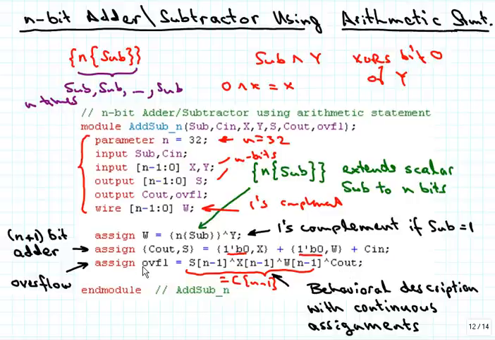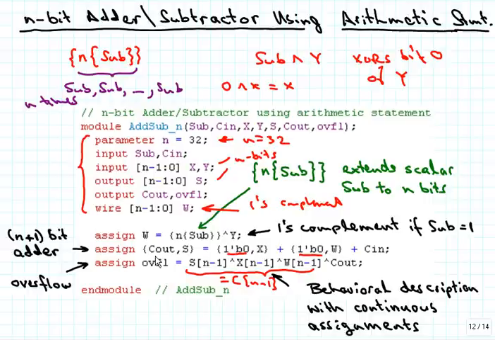This whole block here, or this whole module, is a behavioral description with continuous assignments. We did not have to use any procedural block like an always statement, even though we could have put this into a procedural block if we would have wanted to. But then the W and the S and the C out and the overflow would have to be of type register if we had put this inside of a procedural block, but we have not done so here.